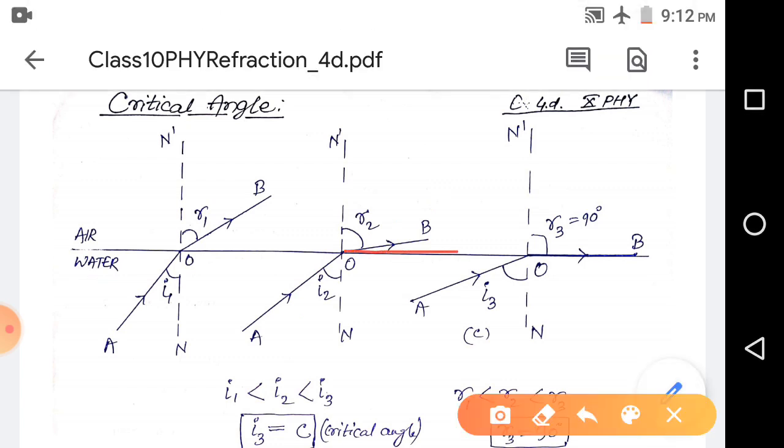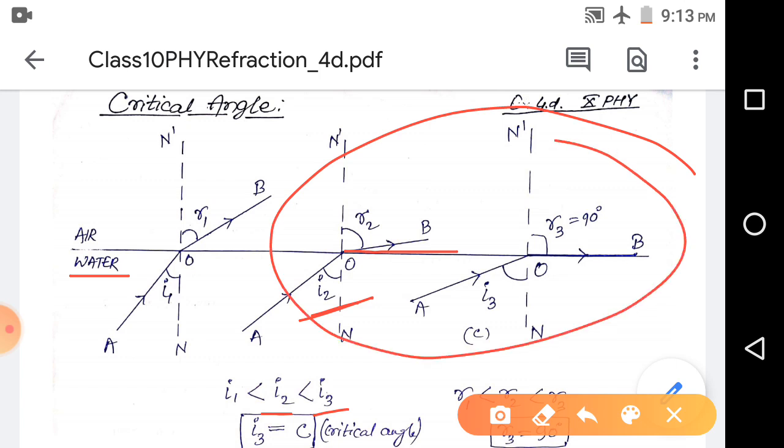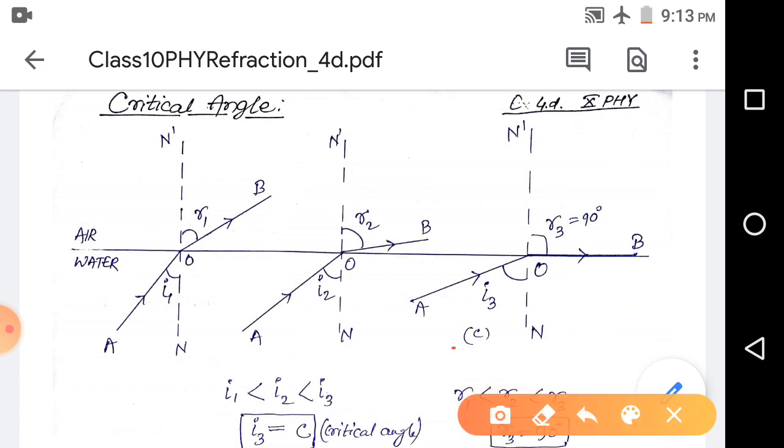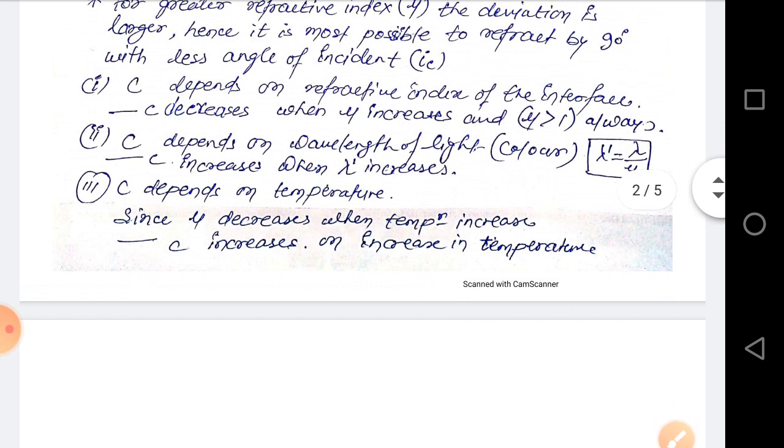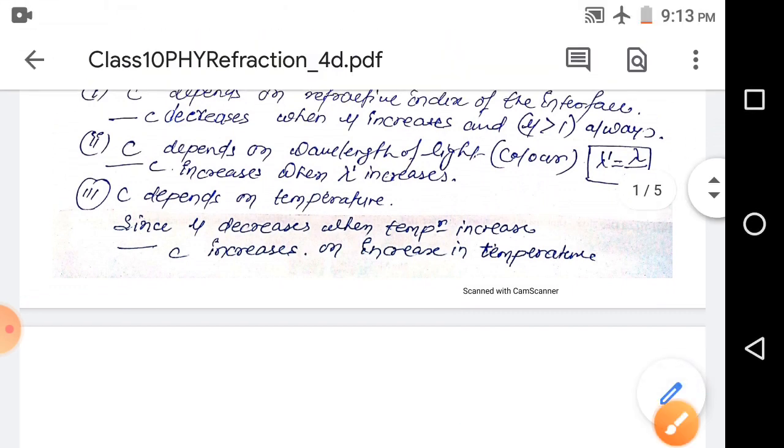Okay, so this I2 becomes the critical angle for glass. But this I2 is lesser as compared to I3. So for the given condition, I3 is taken as C, that is the critical angle. But if we replace this water with glass, we get the critical angle as I2, which is lesser than I3. That means we get a smaller critical angle if we have greater refractive index. Okay, that means the critical angle C is completely dependent on the refractive index.